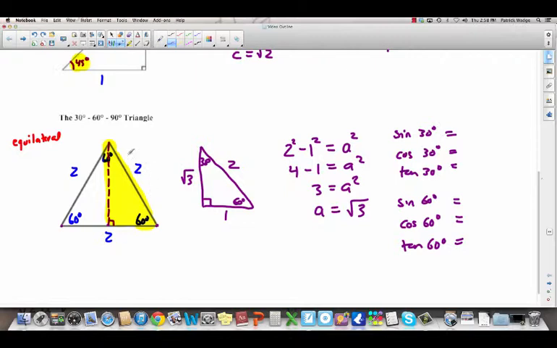Okay, sine 30. We look from the 30-degree angle, which is right here. Sine is opposite over hypotenuse. Opposite's 1, hypotenuse is 2. 1 over 2. We already knew that. Look in your table. It says 0.5.